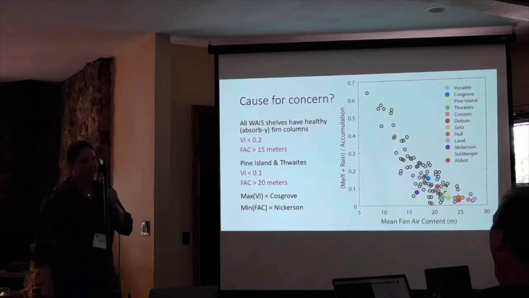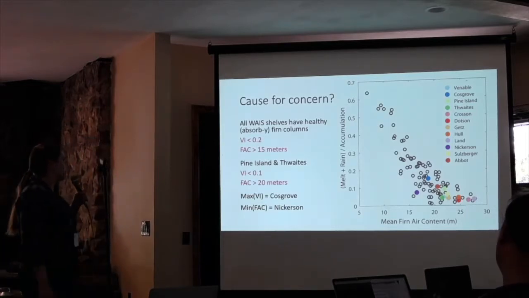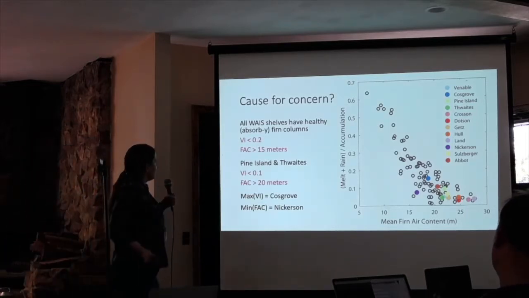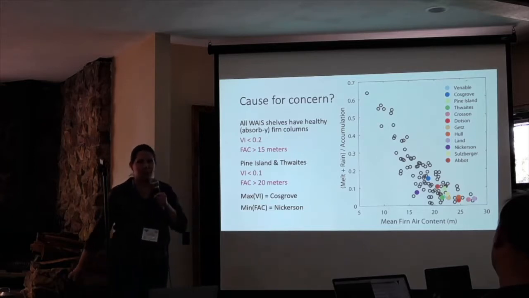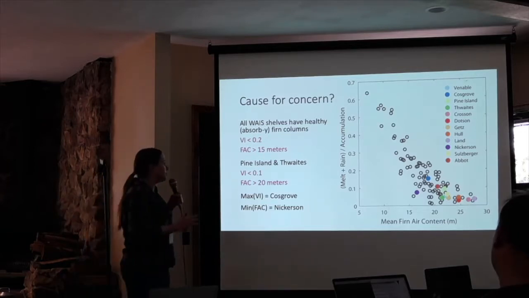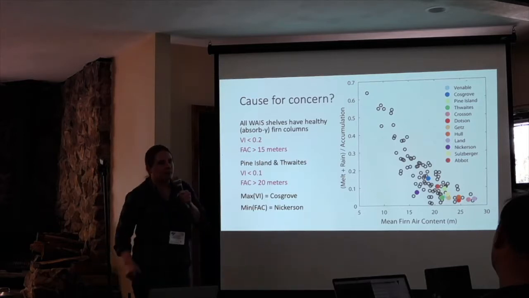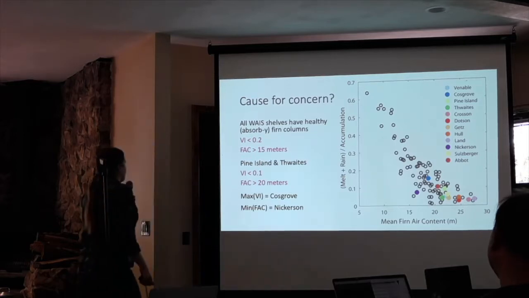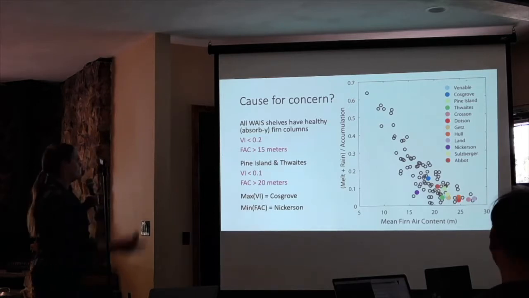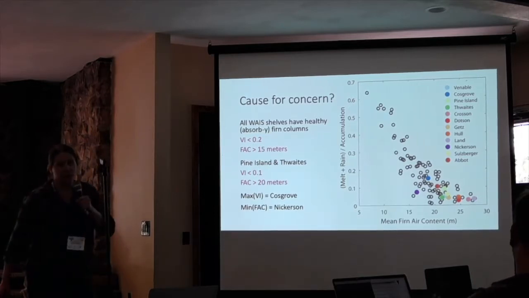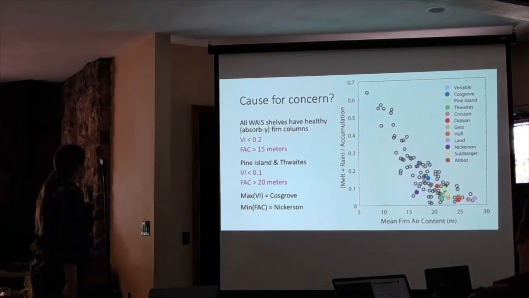So should we be concerned? I mean, what are we seeing? Well, West Antarctic shelves are doing fantastic. They get a lot of snowfall, and all the colored dots here represent your favorite West Antarctic ice shelf. They have some of the most pore space of any ice shelf.